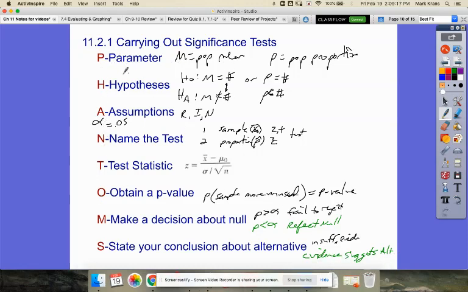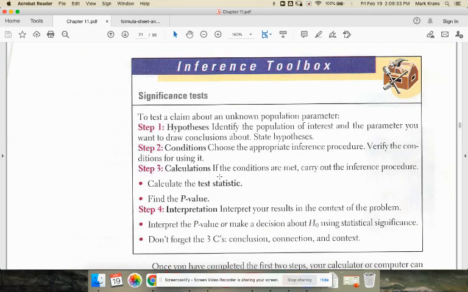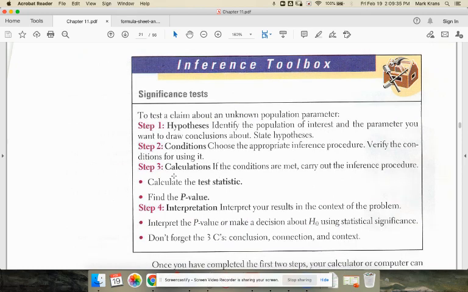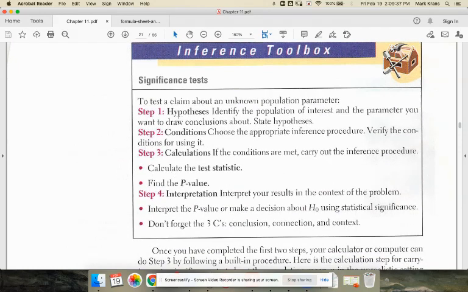Okay, that's your process that you go through every single time, and phantoms will guide you through it. Okay, your parameter, your hypotheses, your assumptions, naming the test, finding your test statistic, obtaining a p-value, making a decision about the null, and your conclusion about the alternative, and then you're done. I know it sounds like a lot. Let's take a quick look at the book here. Okay, the book breaks it down into a few steps. They talk about hypothesis, conditions, calculations, so they boil things together, and then interpretation.